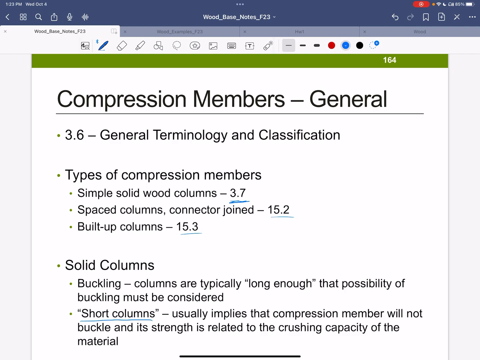When you put something in direct compression, if it doesn't buckle, eventually you'll crush the material or fail the material. If you don't get to that before you buckle, it can fail by buckling and collapsing, or it can fail by crushing. And just like in steel, you have to see which one happens first.